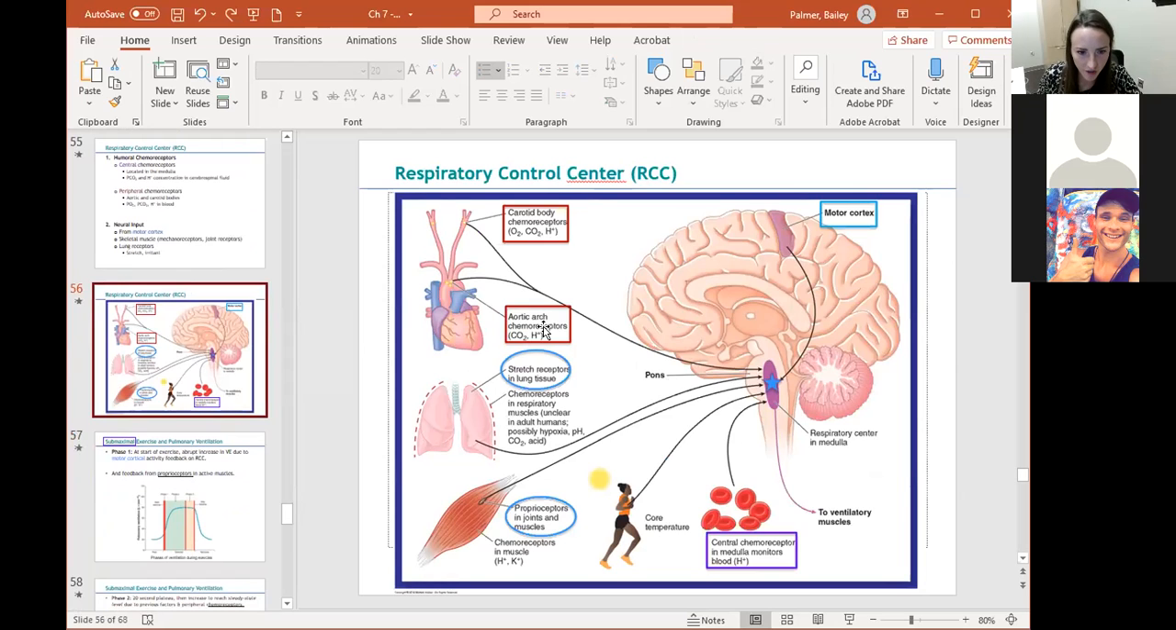So just know you have your chemoreceptors. They're in the aortic arch and carotid bodies. Lung receptors, proprioceptors, central chemoreceptors, motor cortex. You just really have to know the medulla is the respiratory control center, and it's going to modify all of these different inputs that I have here that are circled or highlighted.